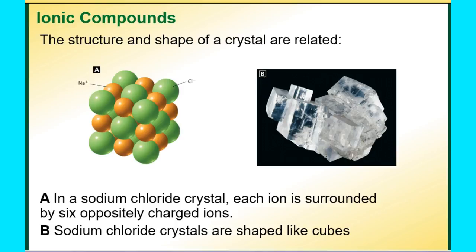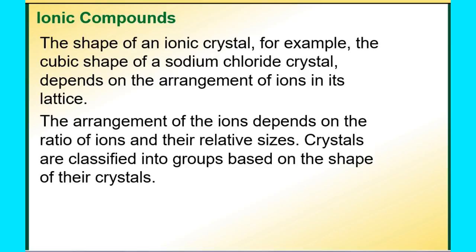In Figure A, in a sodium chloride crystal, each ion is surrounded by 6 oppositely charged ions. In Figure B, sodium chloride crystals are shaped like cubes. The shape of an ionic crystal, for example, the cubic shape of a sodium chloride crystal, depends on the arrangement of ions in its lattice. The arrangement of the ions depends on the ratio of ions and their relative sizes. Crystals are classified into groups based on the shape of their crystals.